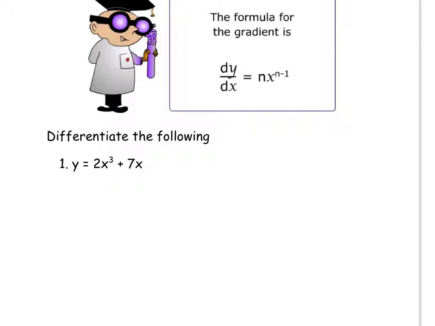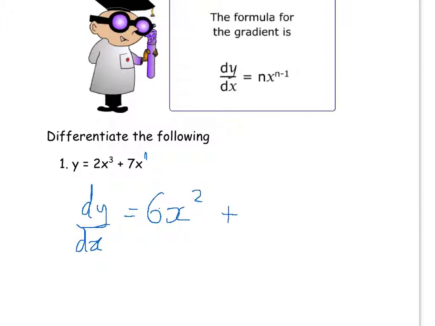So we're told to differentiate y equals 2x cubed plus 7x. Now, key point to remember here is that the power of the x is 1. So when you times in through here, you have to remember that is the power of 1. So, dy by dx. So, times by the power. So 2 times 3 is 6. And you subtract 1 from the power. So 3 take away 1 is 2.